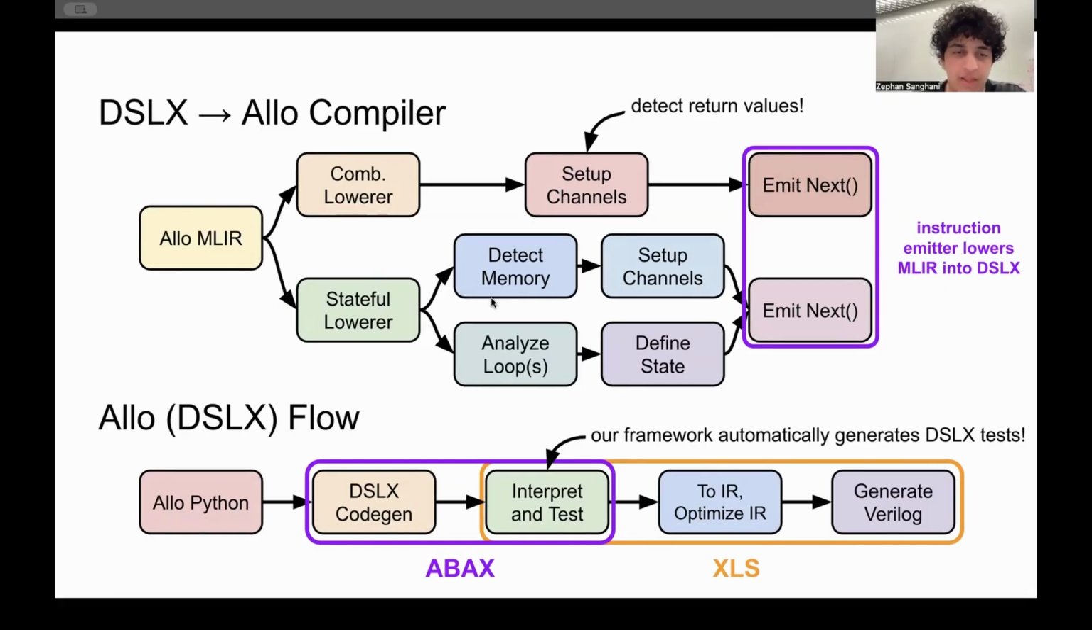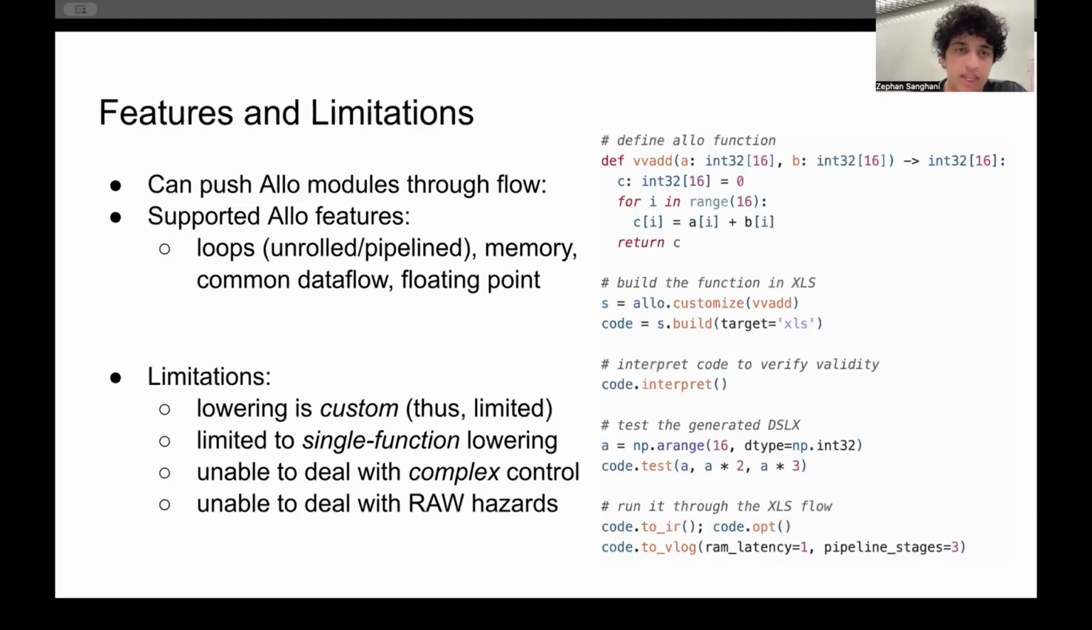We take the Allo Python, and then we turn it into DSLX codegen. Finally, we interpret that to check its validity, and then we test it, as our framework can automatically generate DSLX tests from Python. Once we have that, we turn it into the XLS IR, we optimize that, and finally, we're able to generate Verilog. Here we can see an example of that.